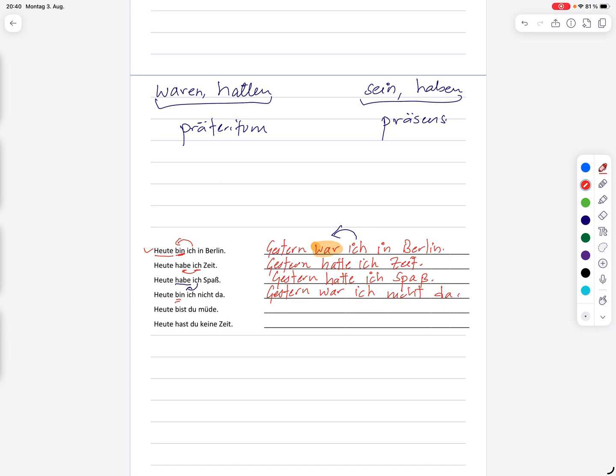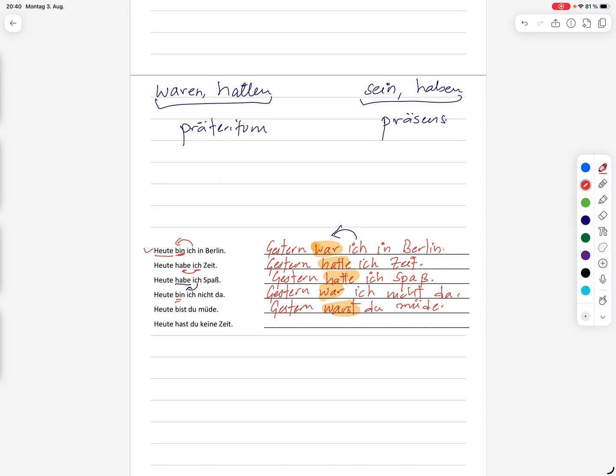"Heute bist du müde." Today you are tired. "Gestern warst du müde." Yesterday you were tired. And here we have waren, which is conjugated with respect to du. So we can see the verb is always at the second position, and it is being conjugated with respect to the subject.